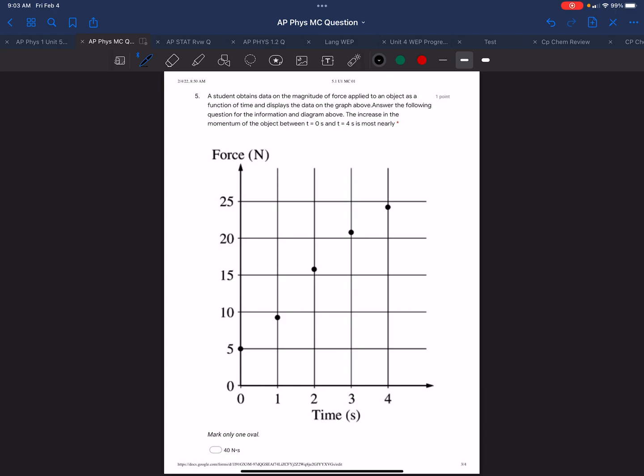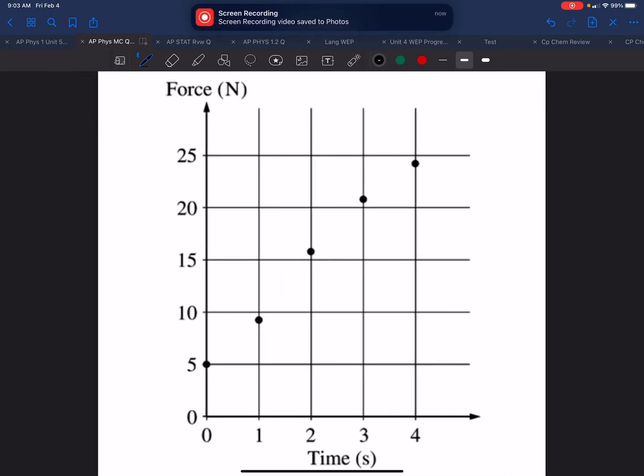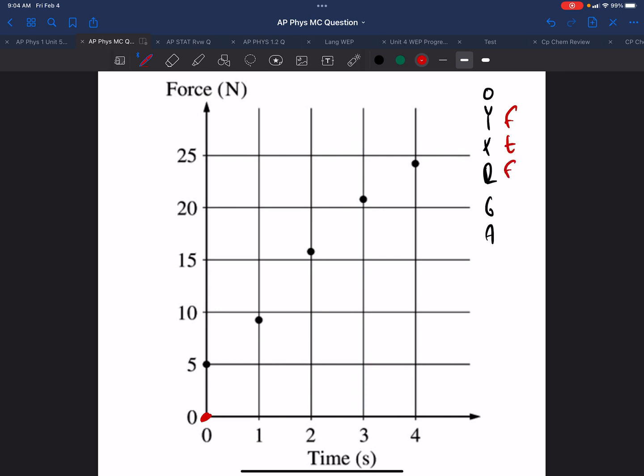For this question, we have a graph, so the first thing we're going to do is orient ourselves. The origin is here, 0, 0. The y-axis is force in newtons. The x-axis is time in seconds. So any questions about force and time, we would read off the graph. The slope is delta F over delta T, which is the rate of change in force. And the area is F times delta T, which is the impulse.